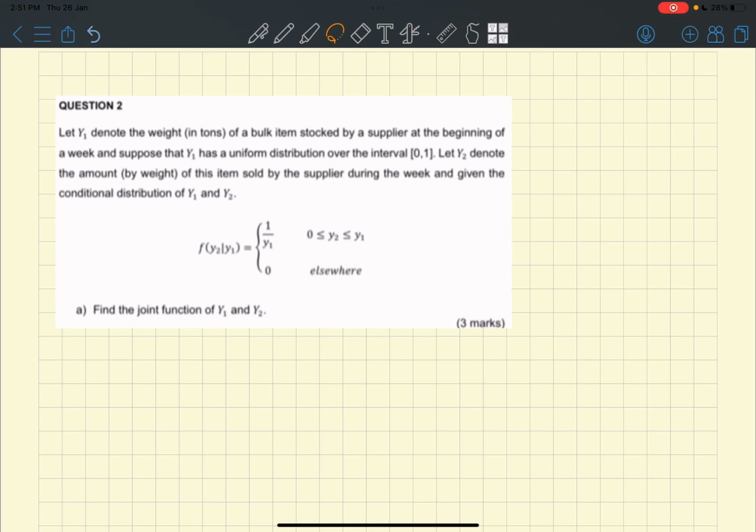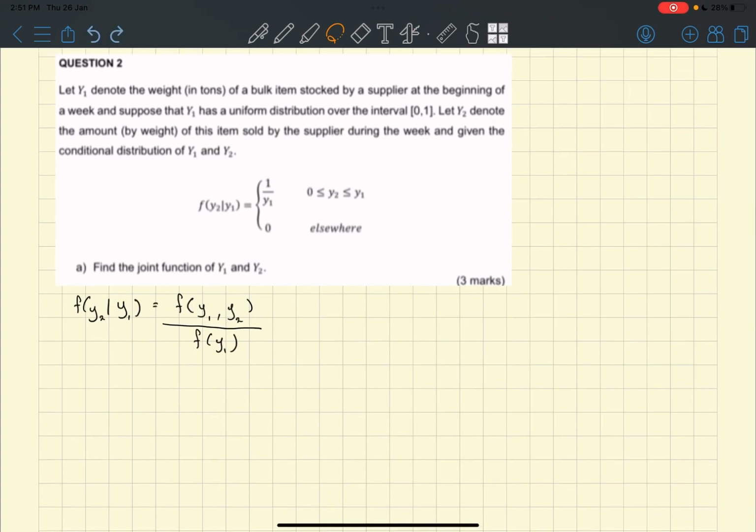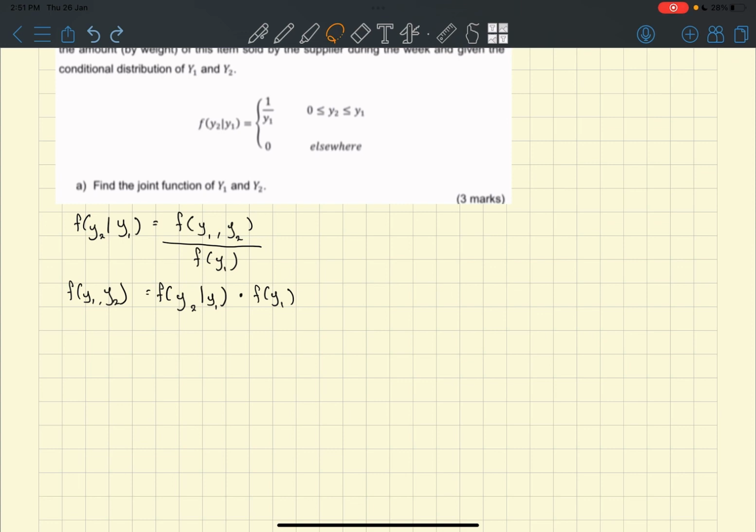So now we have this function, we can just use this. We will need to use this formula to find the joint function of Y1 and Y2. So we will just transfer the Y1 to the other side and we will get this. So we need to know what the function for Y1 is. We know that the function for Y1 is equal to 1, and the function of Y2 given Y1 equals 1 over Y1.